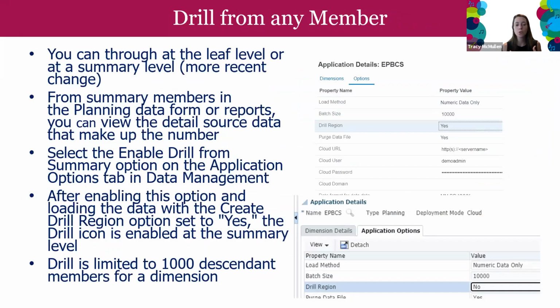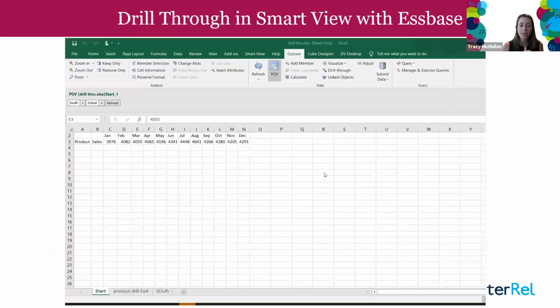You used to only be able to drill down at the very lowest level in your APM application, but now you can drill from any summary member, just using that carefully. So that's an option that you can set. Here's what drill through looks like in Essbase.